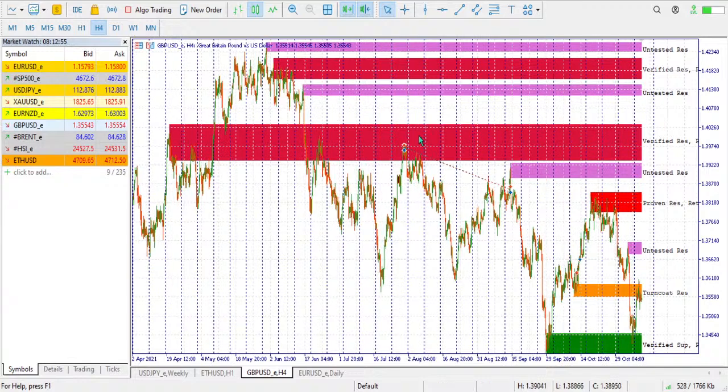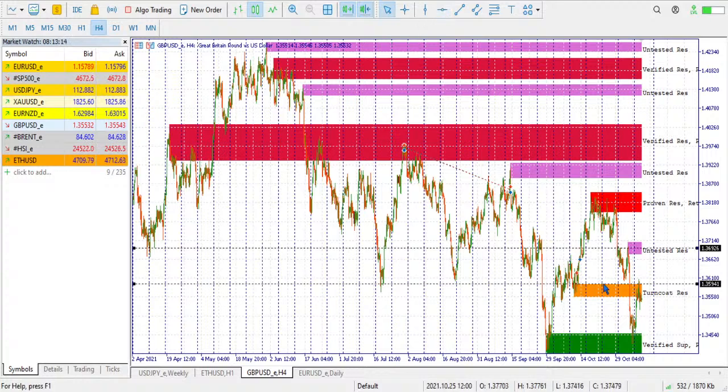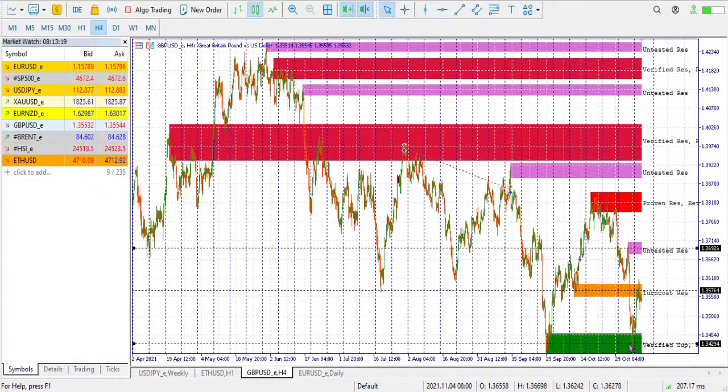So the GBP/USD so far, we do have just a verified support, which is very close to us here. This is the support level. And then we have a proven resistance level here. Then we do have an untested resistance. Yes, an untested resistance. It is here. We have another turncoat resistance, which is here. Then we have a verified support here.